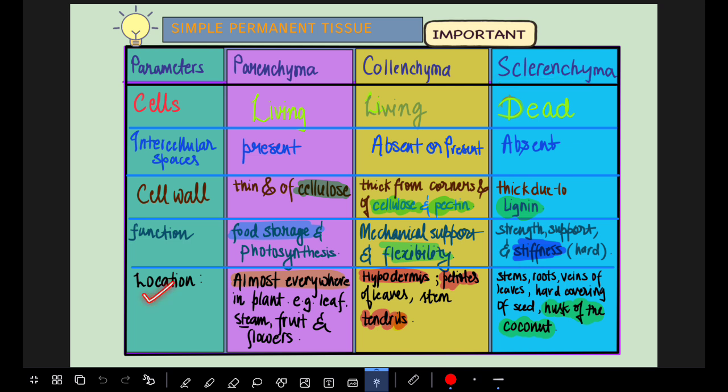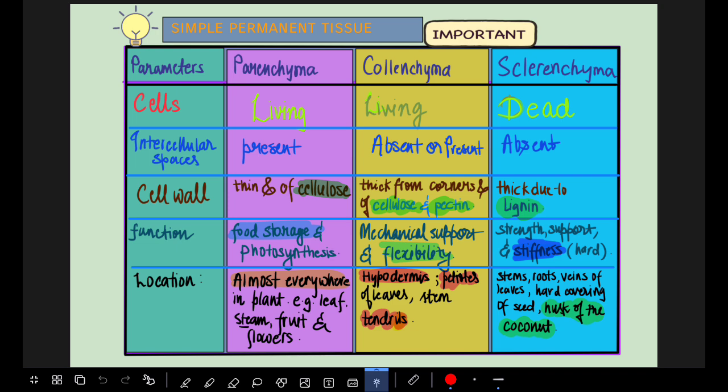Now location, where they are located. Parenchyma is located almost in every part of the plant. As I have said, it is the most abundant permanent tissue. Collenchyma is present in the hypodermis, petioles of leaves and stems, and in tendrils. Whereas the sclerenchyma is present in the husk of coconut, which is very hard, and in stems and roots, the parts which are very hard. So sclerenchyma is present there.